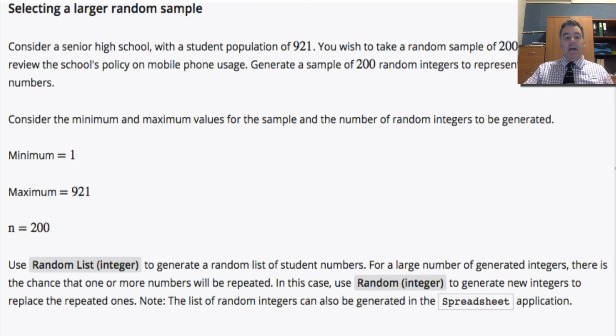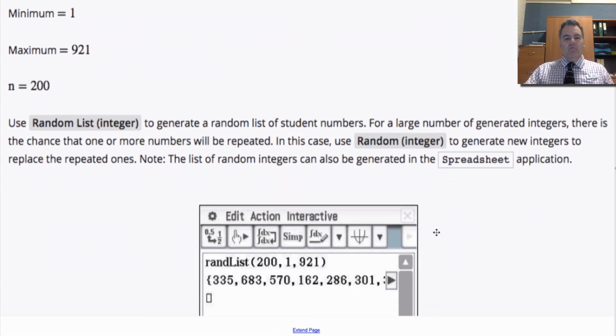If we want to do a bigger sample, so we've got a population of 921 students, we want to choose 200 out, this is how we do it on our calculator. So, random list, we want to generate 200 numbers, 1, 921, will give us a big long list.